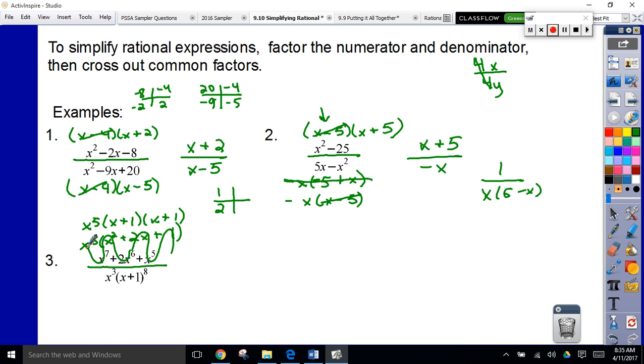Okay, now I need to factor the bottom. The bottom's actually already factored for me. The bottom kind of has an interesting thing here. We have an x to the 3rd as one of our factors, and then we have 8 factors of x plus 1. X plus 1 to the 8th means I could write x plus 1 out 8 times, which I'm not going to do because it would stretch across the whole board and I'd probably still run out of space.